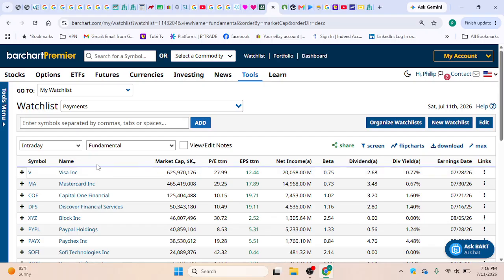So at the top of the industry, you've got Visa, MasterCard, Capital One. Discover is now part of Capital One. That doesn't trade anymore. It's part of Capital One. Block, PayPal, etc. Paychex, SoFi, and then down the list.